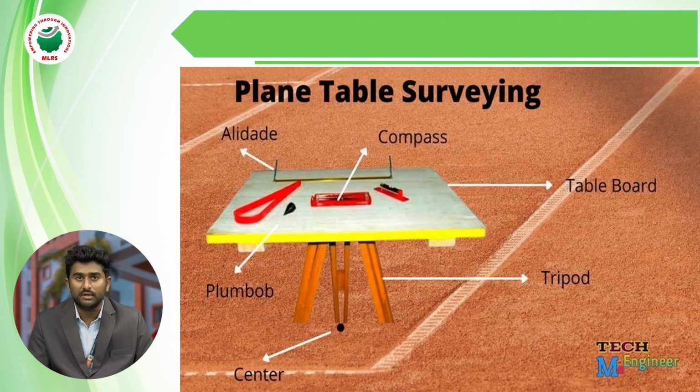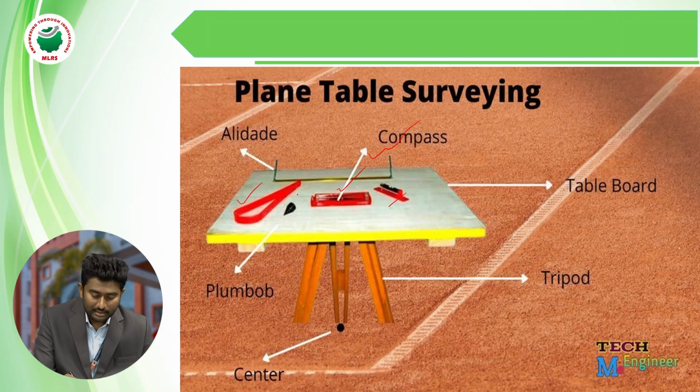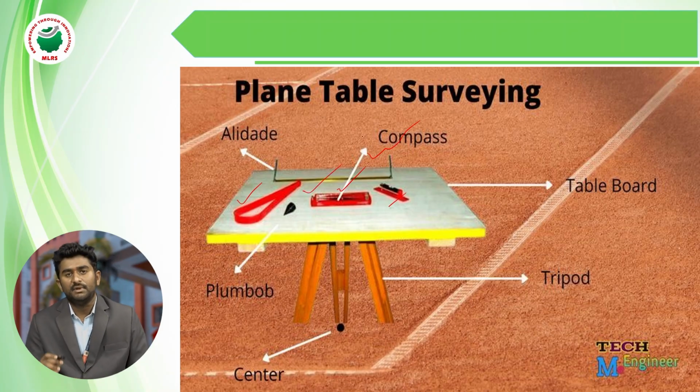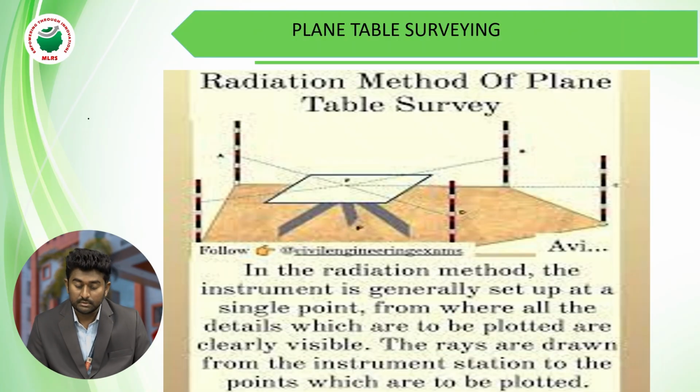Next, coming to the parts. What are the parts involved in plane table surveying? Tripod stand, drawing table, drawing sheet, plumb bob and rough compass, pencils and other accessories. Now coming to the three methods used in plane table surveying. First one is the radiation method, second one is the intersection method, third one is the two-point problem method.